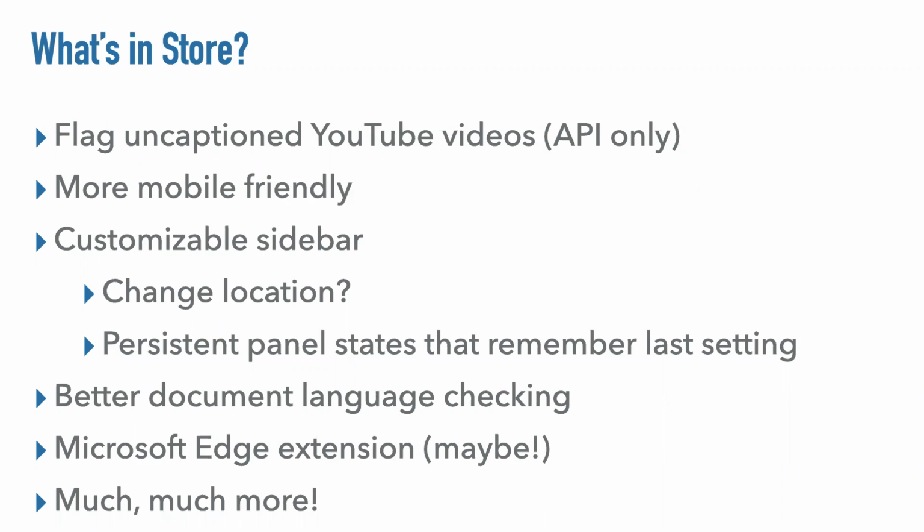More mobile friendly, we know that's a limitation of Wave on using the visual interface on mobile devices. We want to improve that. Customization of the sidebar, maybe ability to change the location or float that sidebar. Persistent panel states, so if you change settings within that sidebar, those would become sticky and they're going to apply next time you come back to Wave. So you don't have to make the same settings every time.